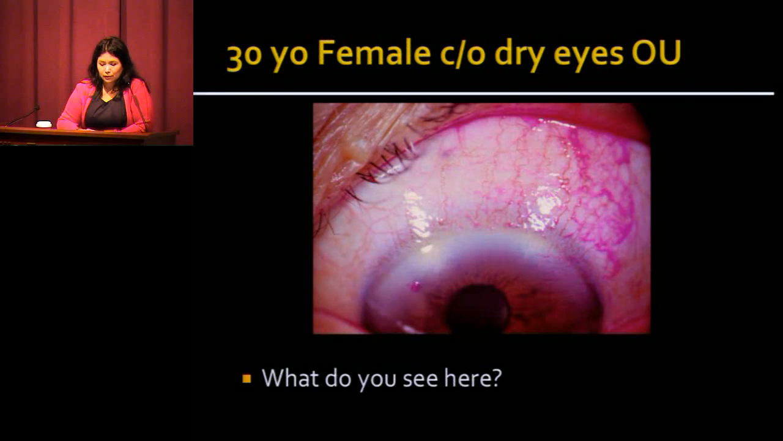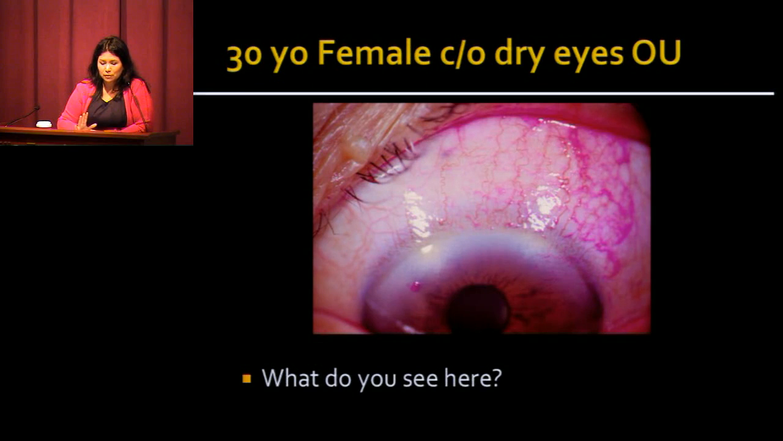Okay, and this is a 30-year-old. Now moving on, that was the immune-mediated conjunctivitis. This is a 30-year-old female who's complaining of dry eyes. What do you see in the picture? Superficial limbal keratitis. You got it.